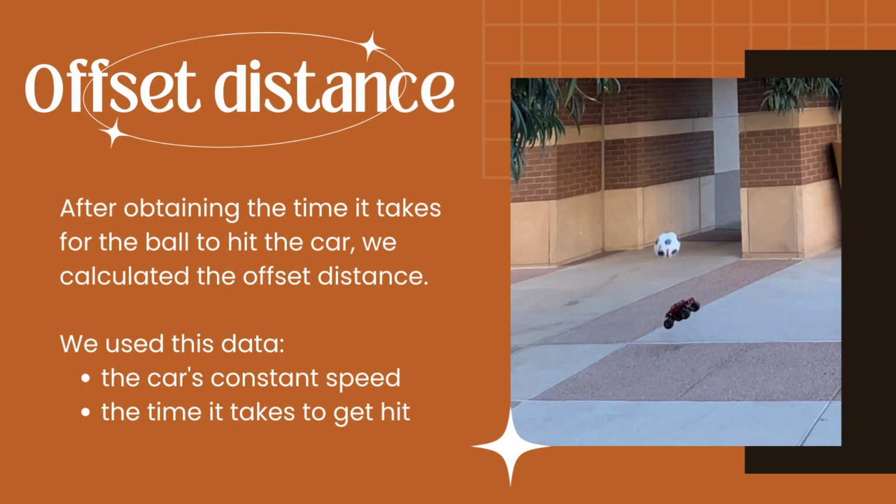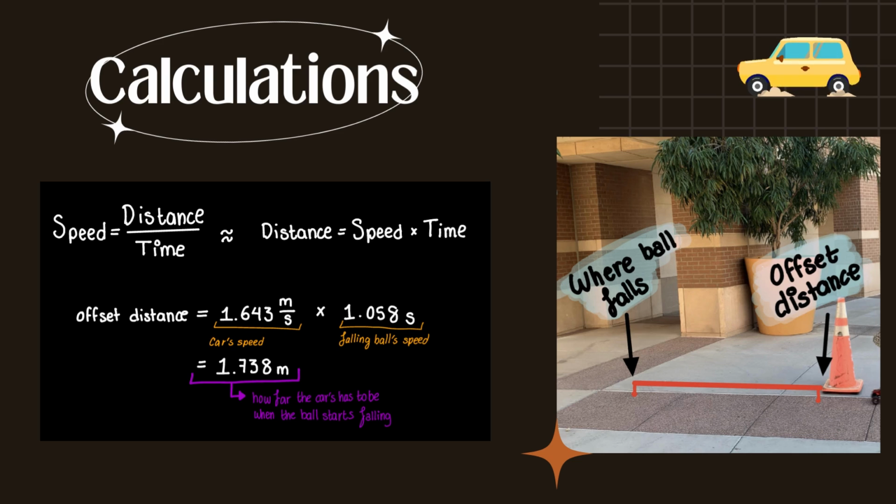After obtaining the time it takes for the ball to hit the car, we calculated the offset distance. We used the car's constant speed and the time it takes to get hit. And here's our final calculation, which gave us 1.738 meters. We marked the point where the ball fell, and from there we measured 1.73 meters.